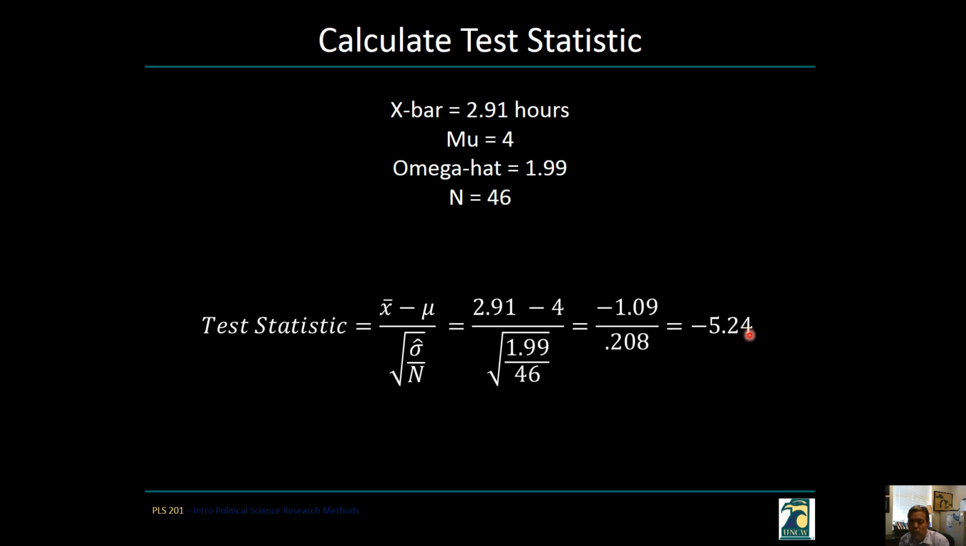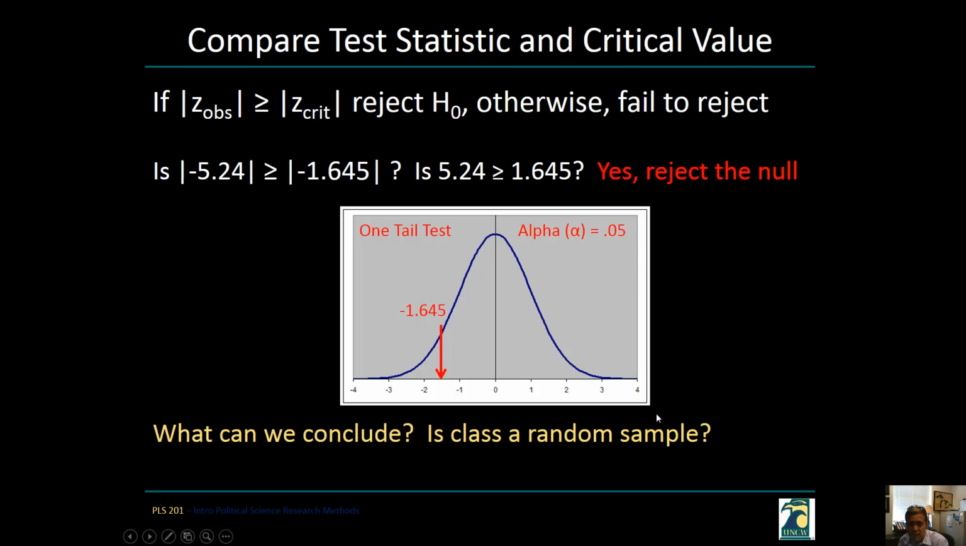So negative 5.24. We're going to take that number we just calculated and go back here. Where on this line is negative 5.24? It's not even on the graph. It's so far this way. All right, so maybe it's over here. When that point is here, is it in the region of rejection? Is it beyond the critical value? You could do it this way: is the absolute value, so you're making that number positive, greater than the absolute value of this? Is 5.24 greater than 1.645? Yes. When that is the case, you reject the null.